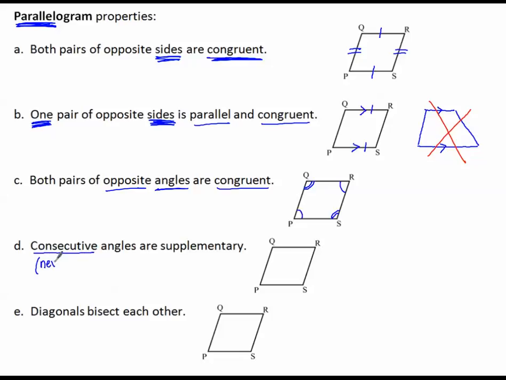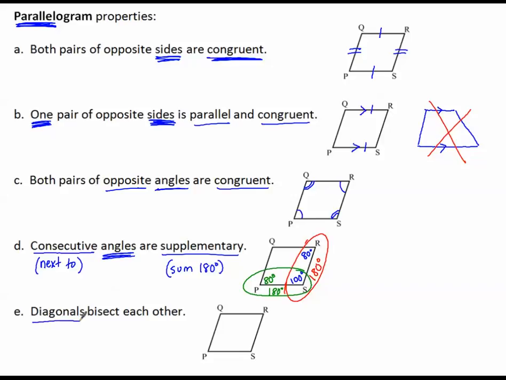Consecutive means next to each other. Consecutive angles are supplementary. What does that mean? Their sum is 180 degrees. So for example, if this angle is 100 degrees, the one next to it must be 80 degrees. So that these two next to each other, or consecutive, must add up to 180 degrees. But next to in any direction. So next to the 100-degree angle here must be 80 degrees also, because these two have to add up to 180 degrees. Any two angles next to each other.